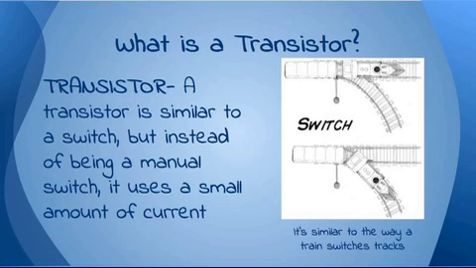So what is a transistor? A transistor is similar to a switch, but instead of being a manual switch, such as flipping it up and down or opening and closing it, it's using a small amount of current. So like a train on railroad tracks, you're going to go straight and then you're going to flip something and it's going to divert, instead of manually picking up the train and putting it down.